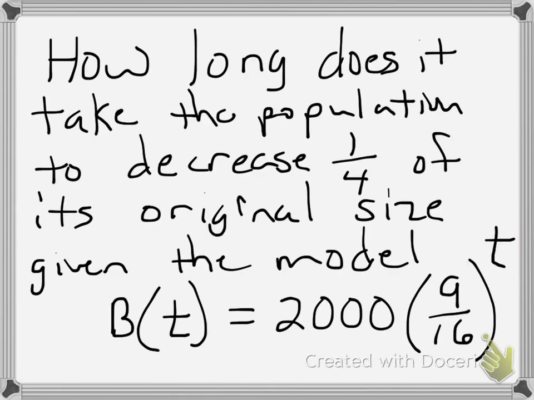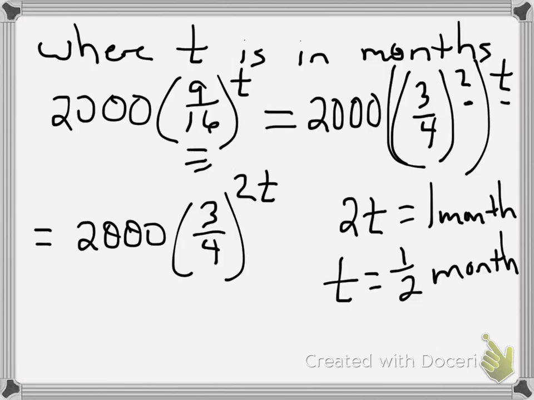So the answer to this question, how long does it take the population to decrease to 1/4 of the original size, that answer would be half of a month. So that should help you with some examples that are similar to that on the exercises.